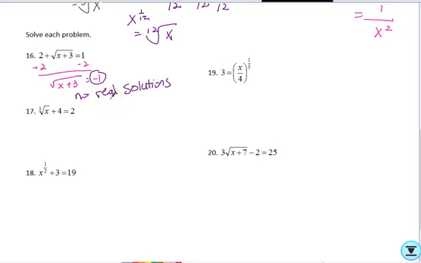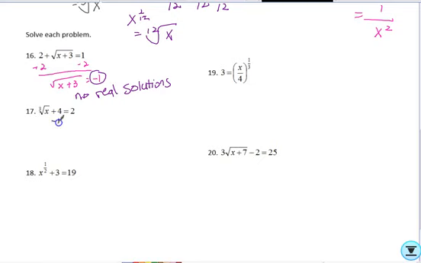If you finish solving for x, you have to check. Anytime you have a square root, you have to check your answers. So when you check your answers, you would see that it did not work. It did not make a true statement, so you'd cross it off and say, no solution, no real solutions.